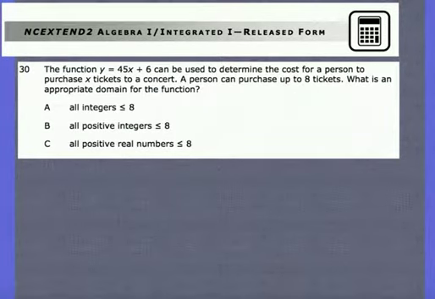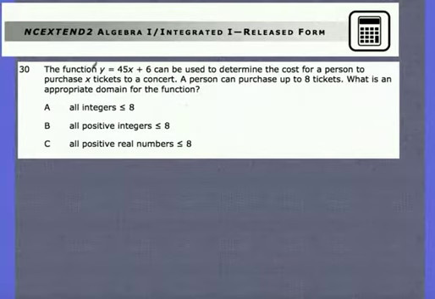For number 30, it says the function y equals 45x plus 6 can be used to determine the cost for a person to purchase x tickets to a concert. A person can purchase up to 8 tickets. What is an appropriate domain for the function?